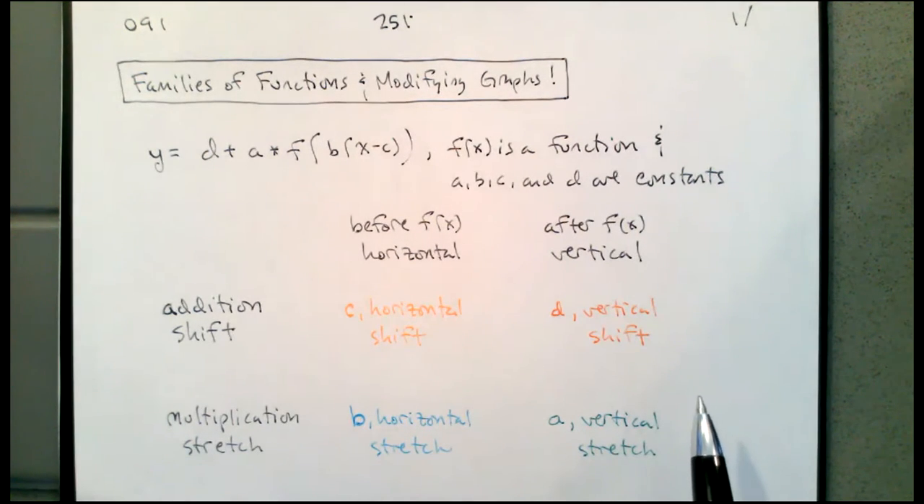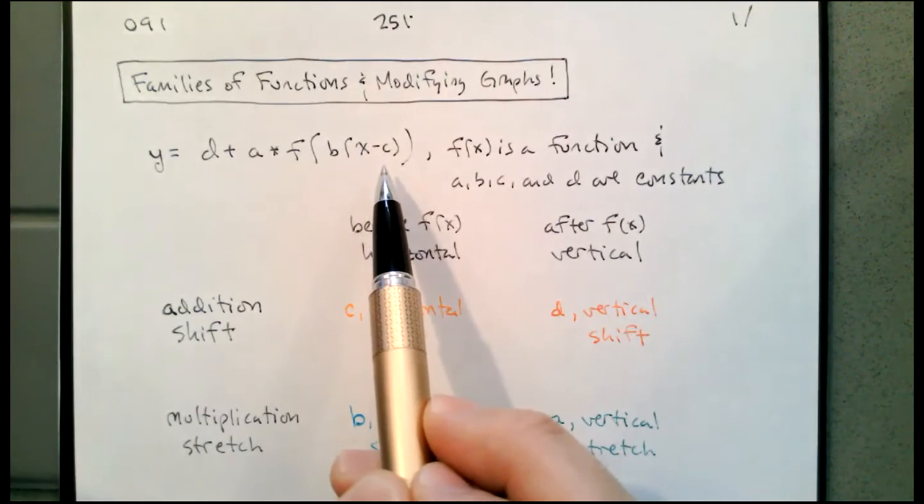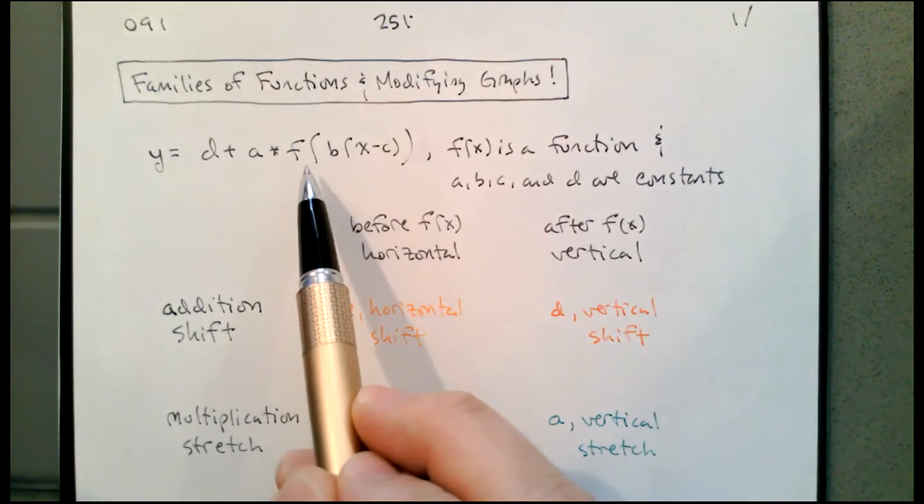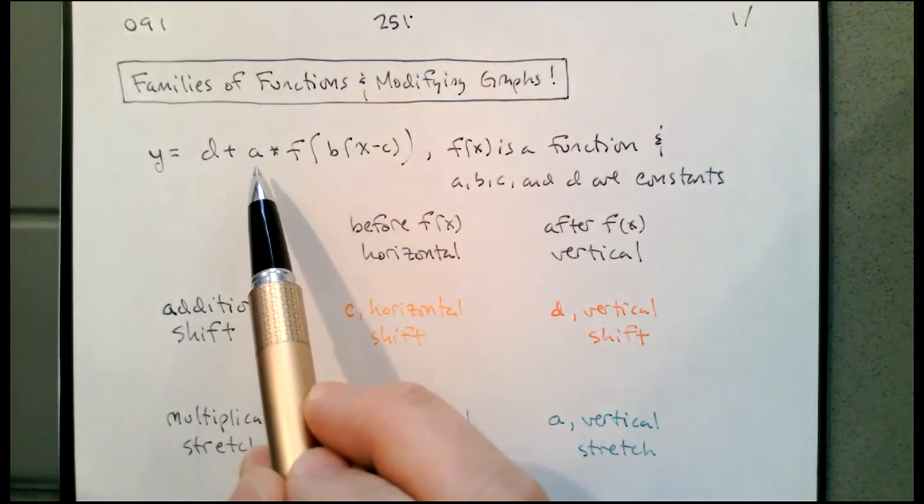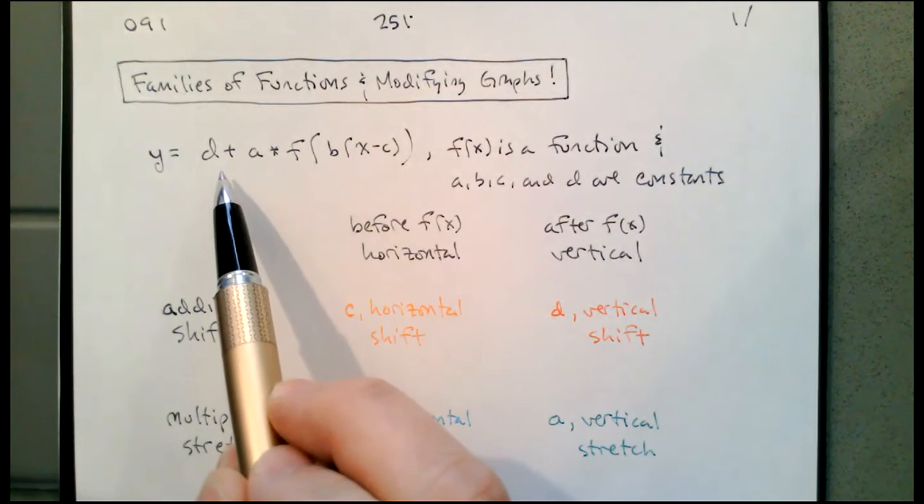So there are 5 things happening here. First, subtract c. Second, multiply by b. Third, apply the function. Fourth, multiply by a. Fifth, add d.